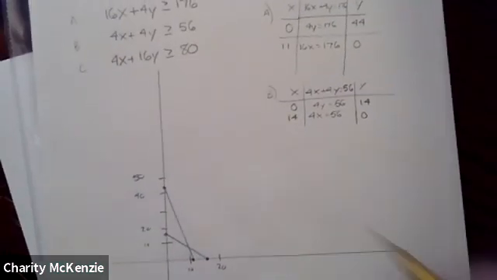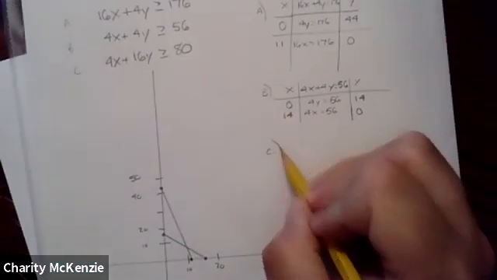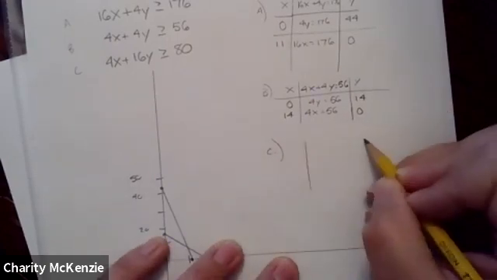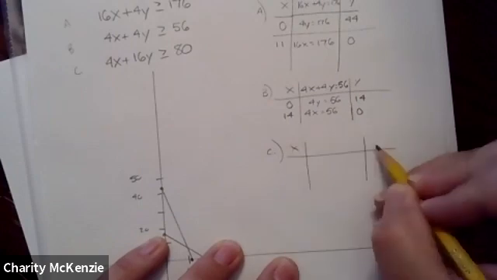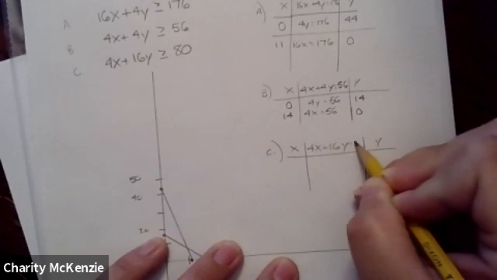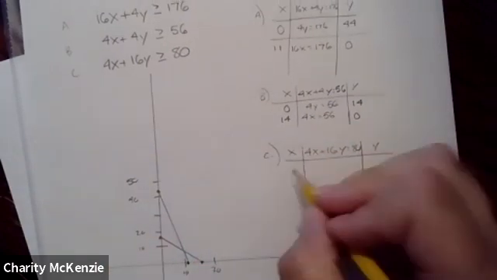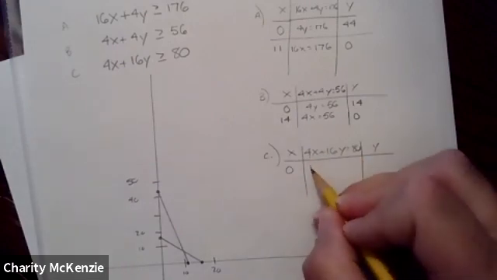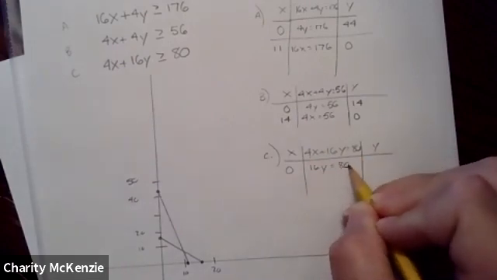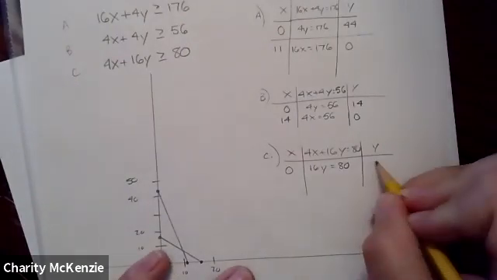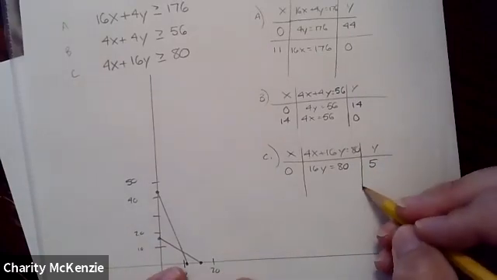Okay, last one, graph C here, is going to be almost the same as the first one. X, y, but this one is 4x plus 16y equals 80. And we're going to put the 0 in for x. So this will go to 0, and I have 16y equals 80. 80 divided by 16 is 5. Wow, these are really pretty numbers. It's awfully nice of them.